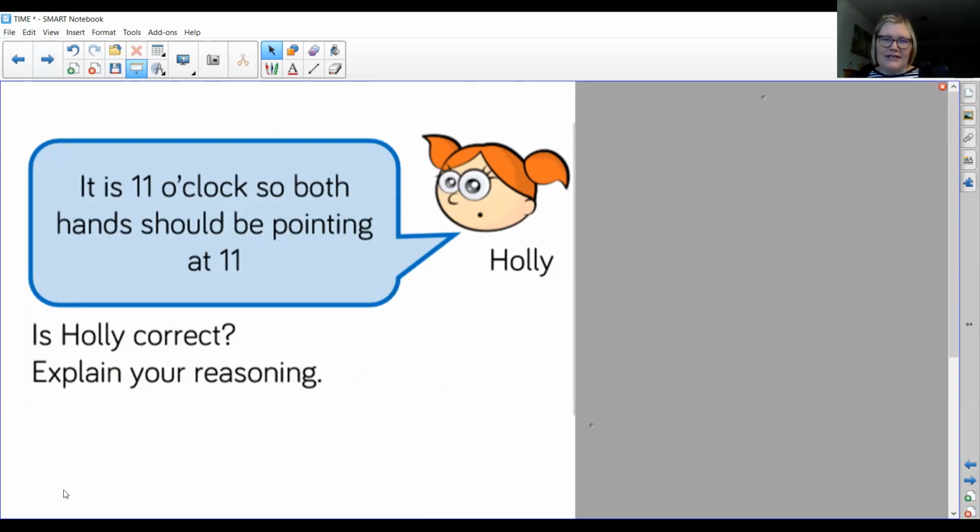Okay, no, she's not right, is she? Because if it's 11 o'clock, the hour hand has to point at the hour, it has to point at 11, and the minute hand has to point at the top of the clock at 12, doesn't it?